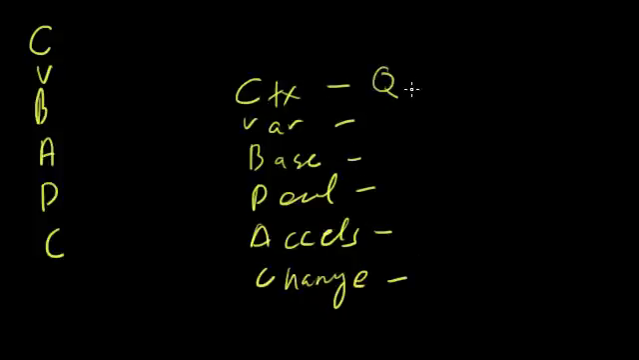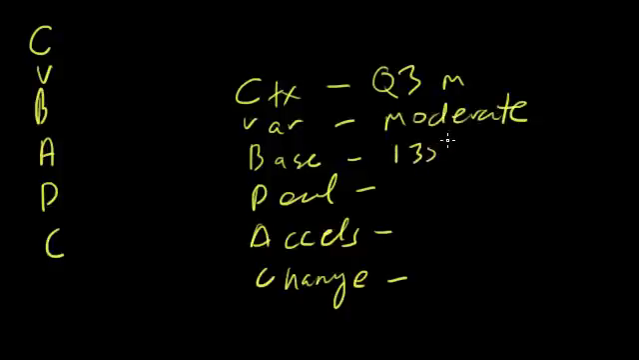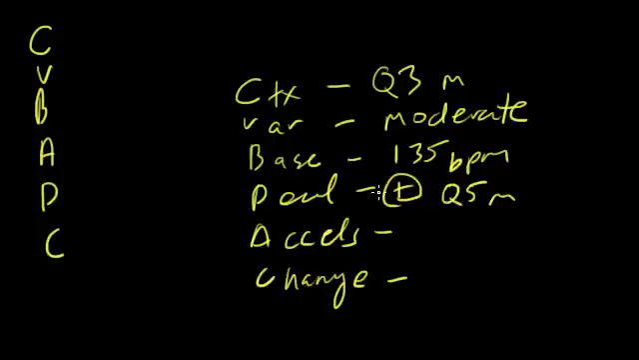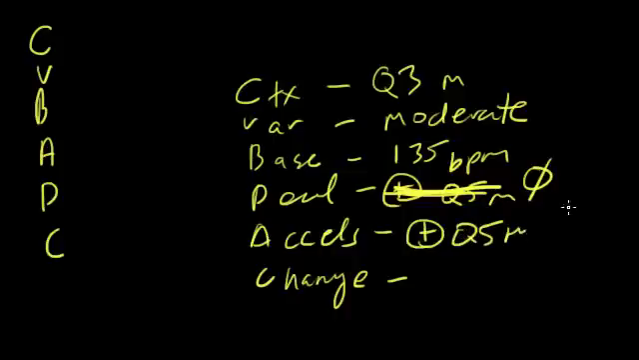define them. Contractions Q3 minutes, variability, we'll say is moderate, baseline 135 beats per minute, that was decels, so we'll say no decels, positive accelerations, Q5 minutes, and no change, so mom's doing well, okay?